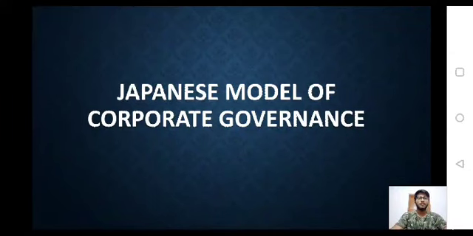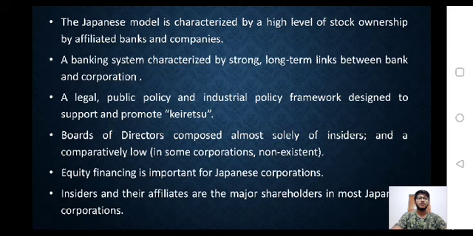Welcome. I'll be talking about the Japanese model of corporate governance. First of all, a slight introduction about the Japanese model.